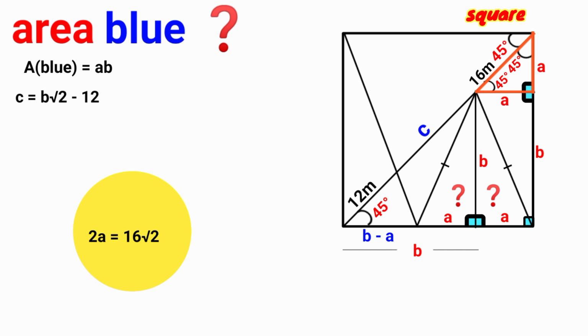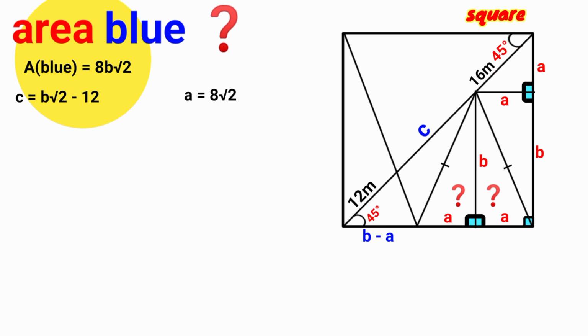Divide both sides by 2. Here 2 cancels 2, while here 16 root 2 divided by 2 is 8 root 2. So A equals 8 root 2. We come here and substitute A equals 8 root 2. So area of blue equals 8 root 2 times B. 8 root 2 times B is 8B root 2.